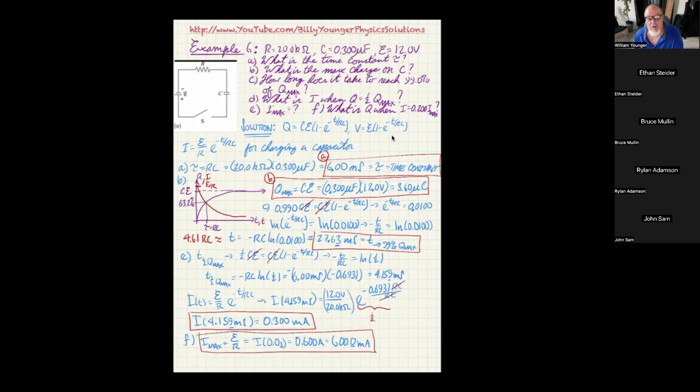Any questions on that one? So now in part F, they're asking what is Q when I is only 20% of I max? So if you took 0.2, actually, let me write it in blue again.